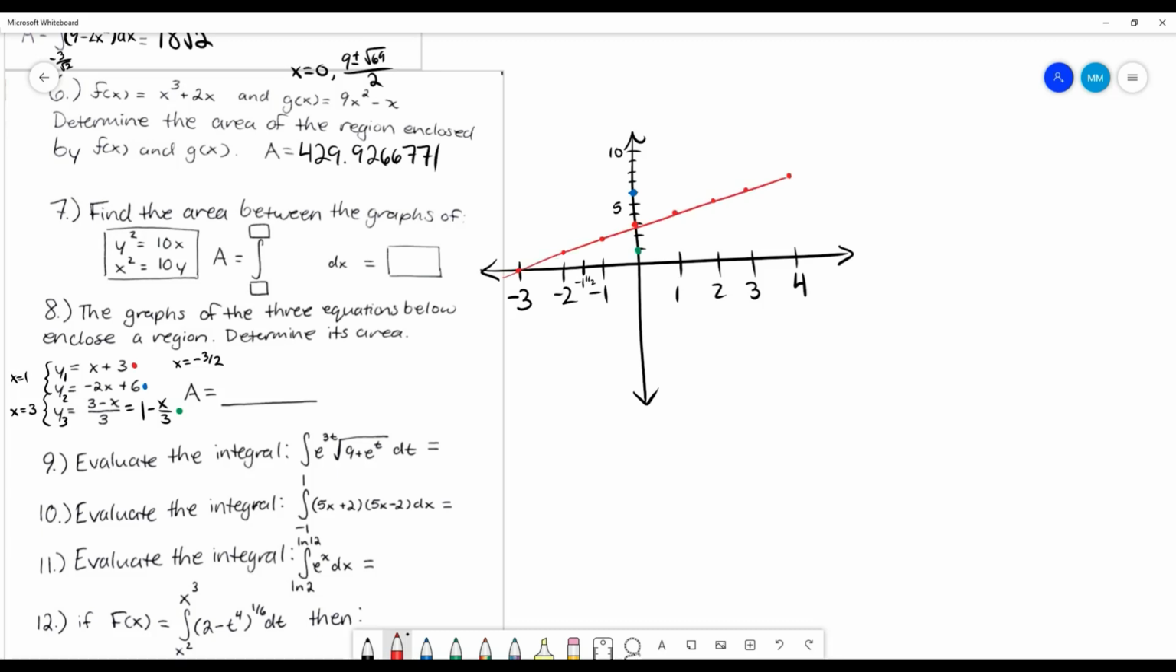Just like that. Okay, I've got that first function graphed. Let's try the second one.